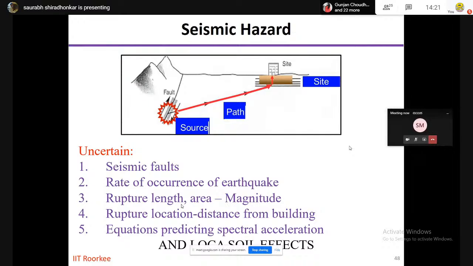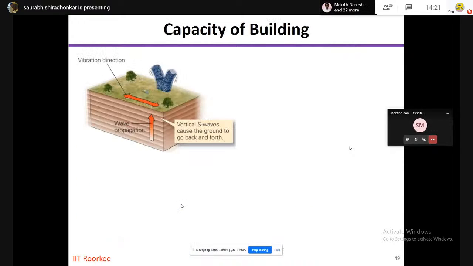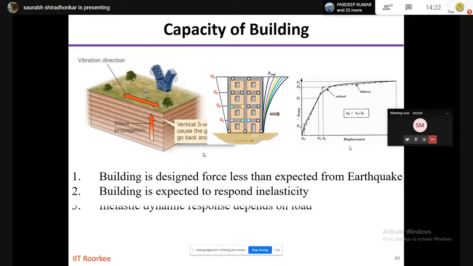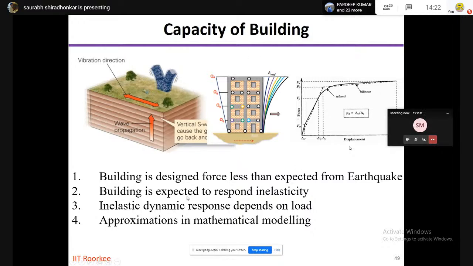In addition to that, the equations which are used to figure out the spectral acceleration, which is of our importance at a given site, are also very uncertain. In addition to that, as I explained earlier, when these seismic waves or this ground motion strikes a building, it undergoes vibration and it undergoes inelastic deformation. So there are uncertainties involved in figuring out the capacity.